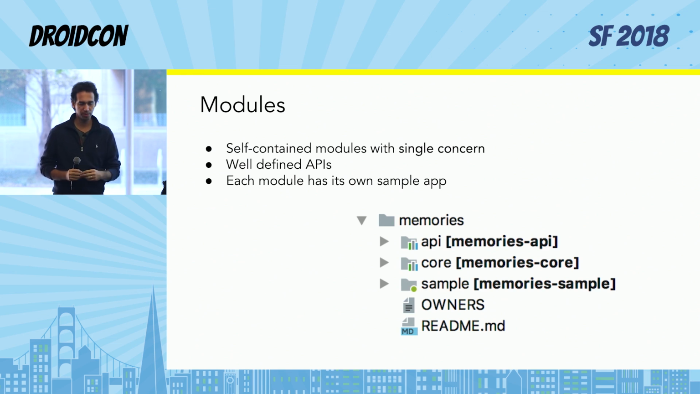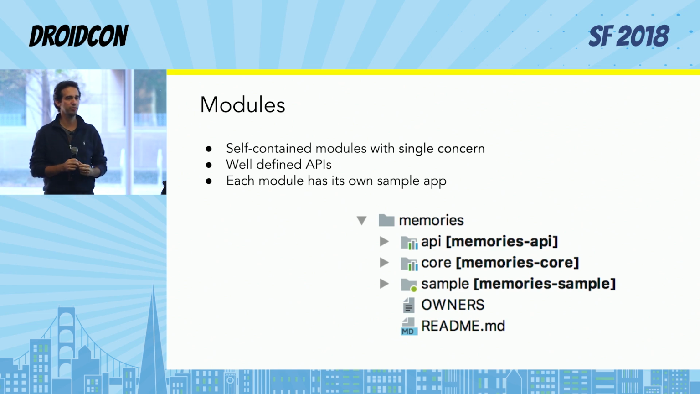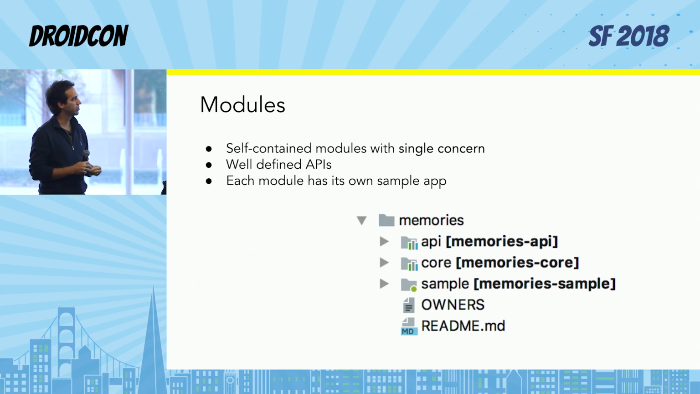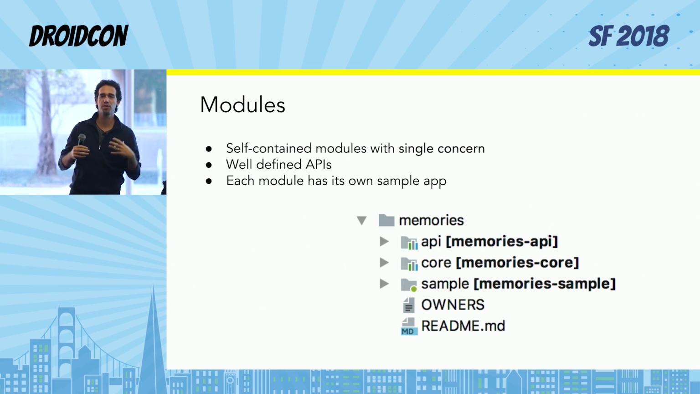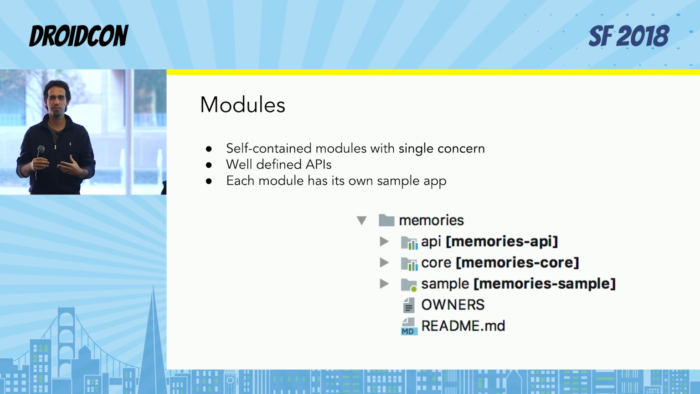So we put this into practice. We divided up our app into all these smaller modules. This is a sample of our module for a memories feature, and all of these are Gradle modules. It has an API submodule, and that's how everyone else interacts with it. It has a core module where most of the implementation lives, and then it has a sample submodule, which is where its sample app lives.